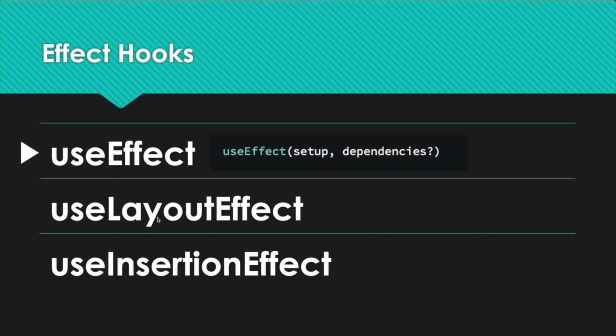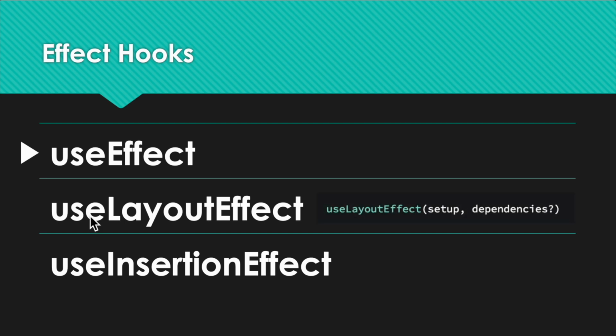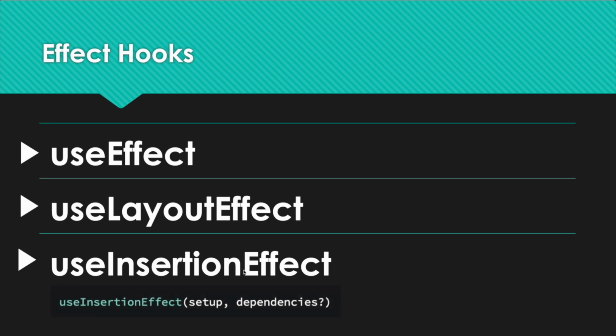Then we have two other hooks that are kind of the same as this one, but with a difference in timing. We have useLayoutEffect. This one fires before the browser repaints the screen. This one happens after the component is rendered. So there is a difference here. And then we have useInsertionEffect. This one fires before React makes changes to the DOM. This is basically used by libraries when they want to insert dynamic CSS.